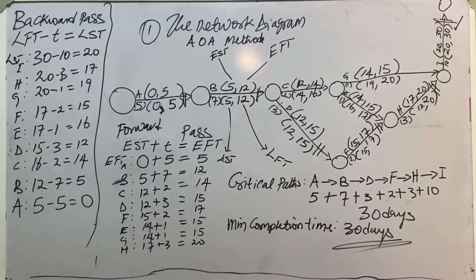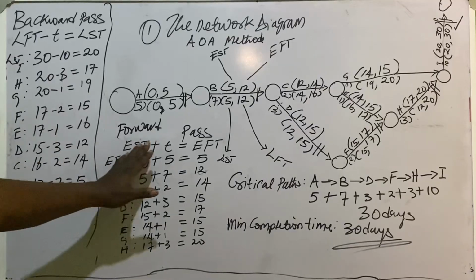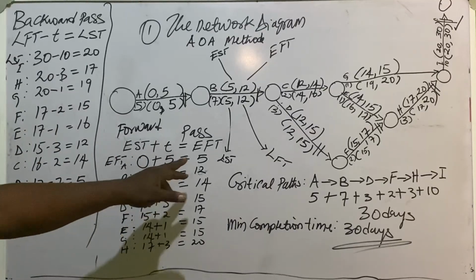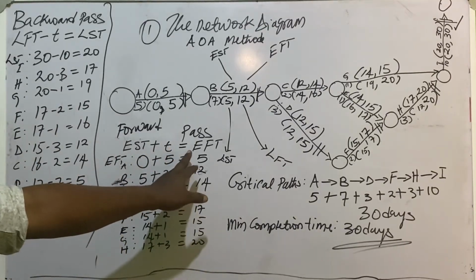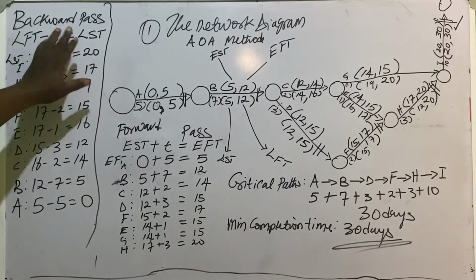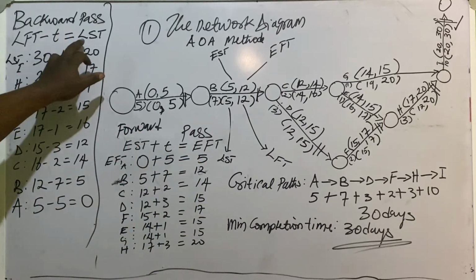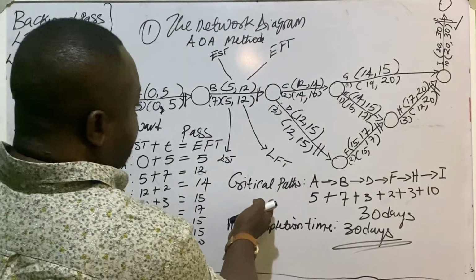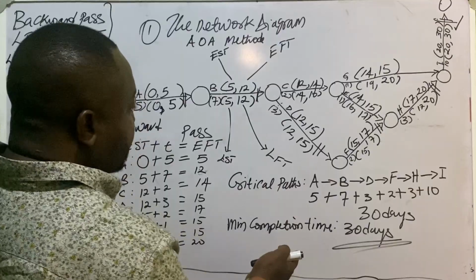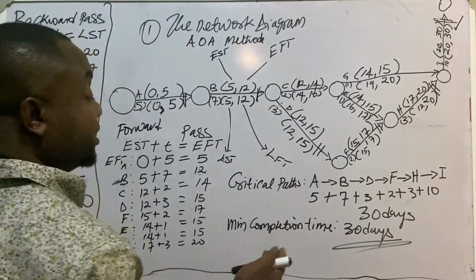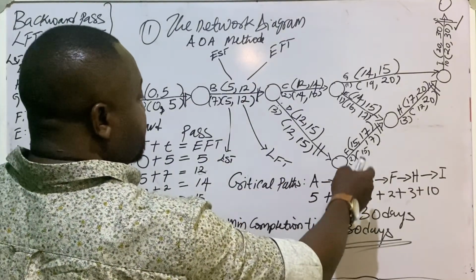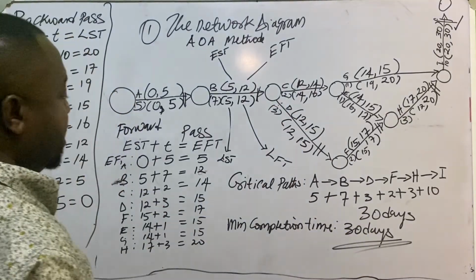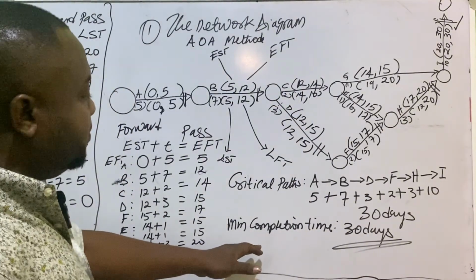Alright, so with this we've been able to answer all the questions. We have the forward pass to help us compute the earliest finish time, and the backward pass to help us compute the latest start time. And we've been able to find out that the critical activities, those that lie on the critical path, are A, B, D, F, H, and I. And the minimum completion time is 30.